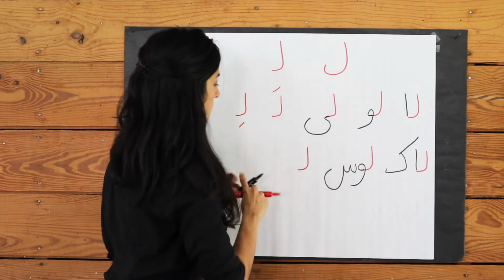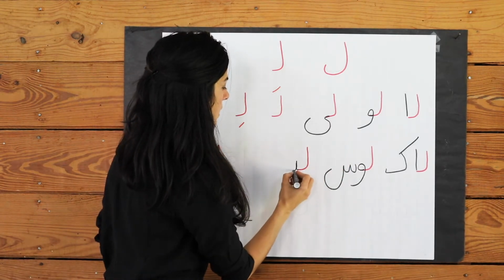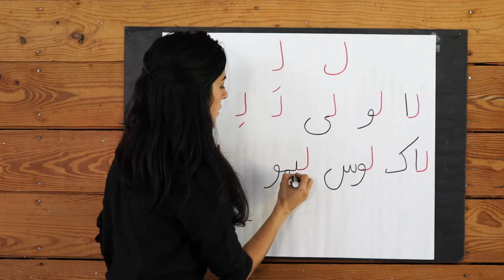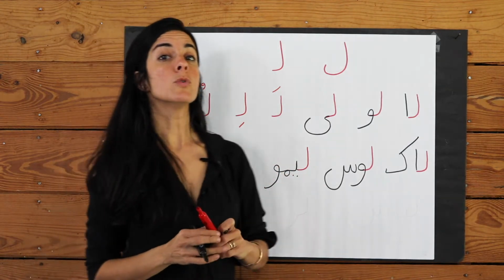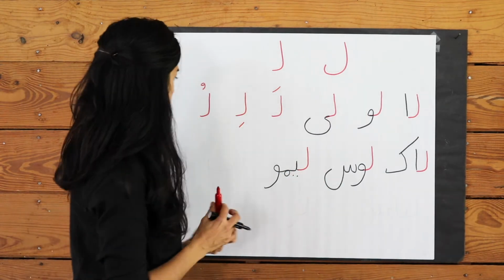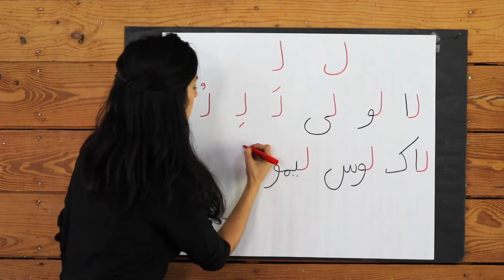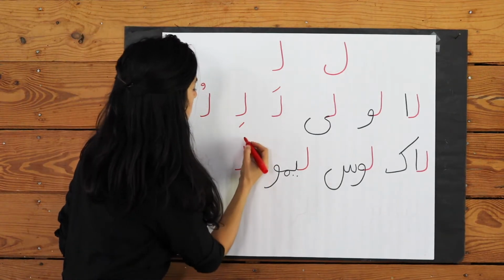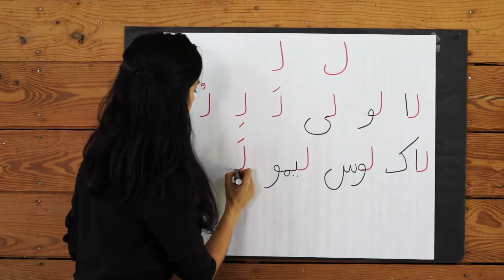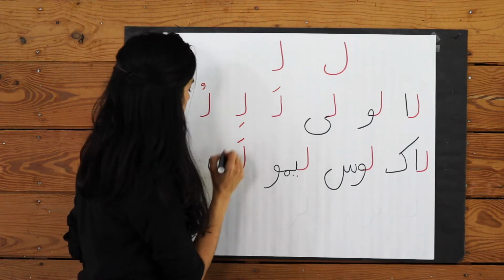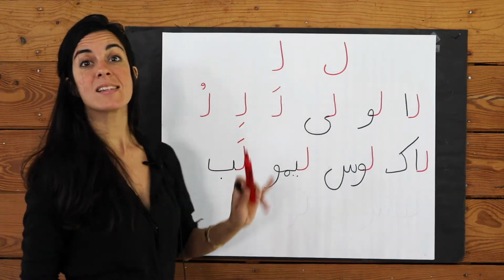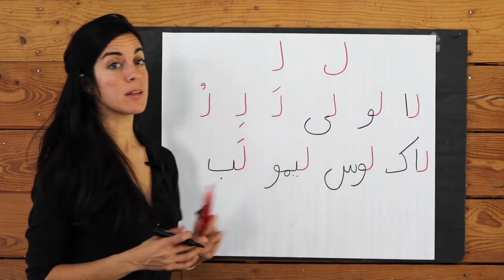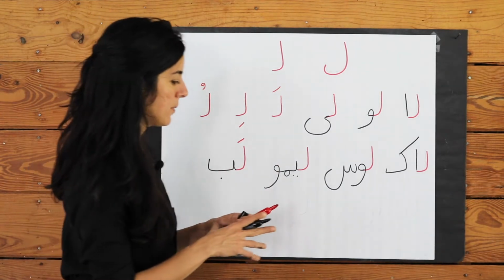Le with an e is limu, and that is lemon. This le opens up to so many new words. I can't believe we waited till now to learn it. A le with an a accent is la. Lab. Lab is lips. Lab.